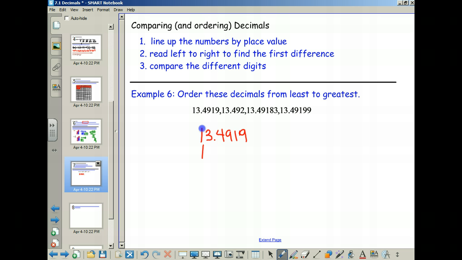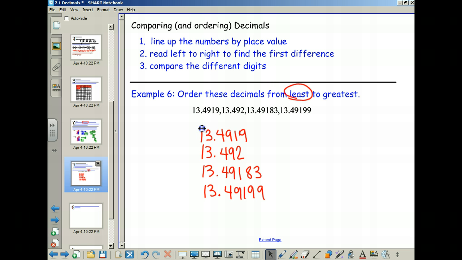The second is 13.492. Be careful that you're actually lining them up so that each of the places are lined up on top of each other to be able to compare. The third one is 13.49183. And my last one is 13.49199. And it says least to greatest.